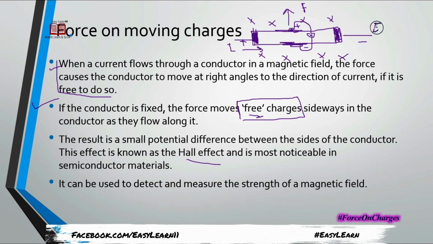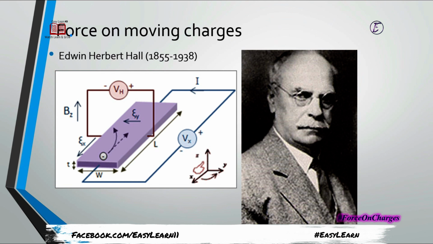This effect is known as the Hall effect. The charges take position according to the opposite polarities here and develop some potential difference here. This is called the Hall effect. It's most noticeable in semiconductor material, which can be used to detect and measure the strength of the field. It is named after Edwin Herbert Hall.